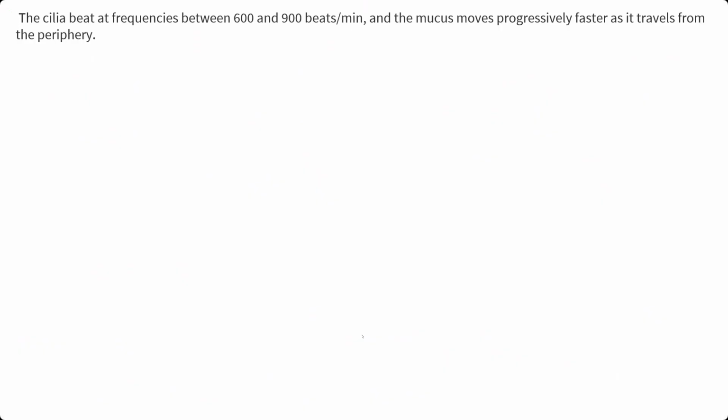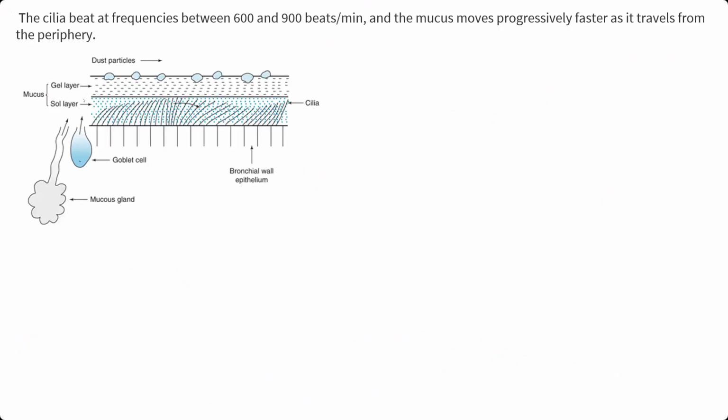So this picture will help you to find out that this is the mucus, and this is the outer gel layer. Because it is of a thick viscous nature, it will trap all the dust particles. And this sol layer or the liquid layer, serous layer you can call it, is in contact with the cilia. So this helps easy mobility of the cilia, and goblet cells and mucus glands produce these things. And this activity of the cilia will always be from the periphery towards the carina.